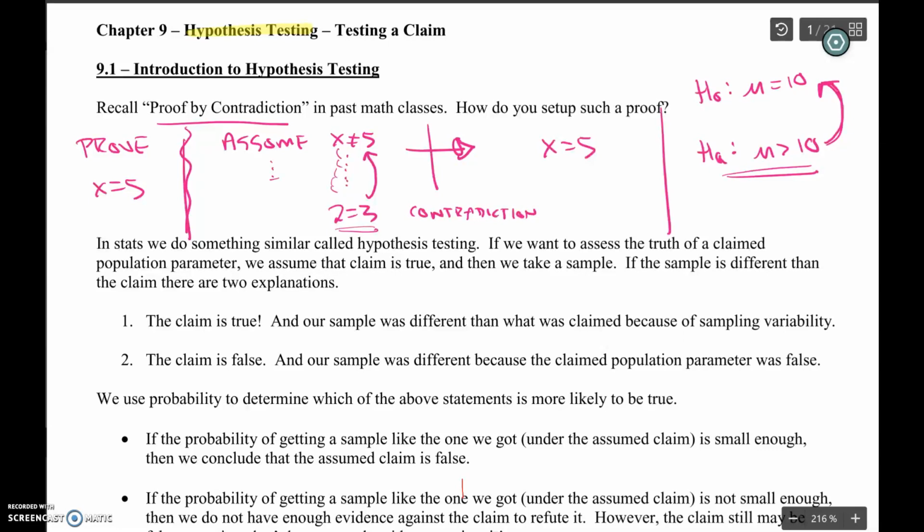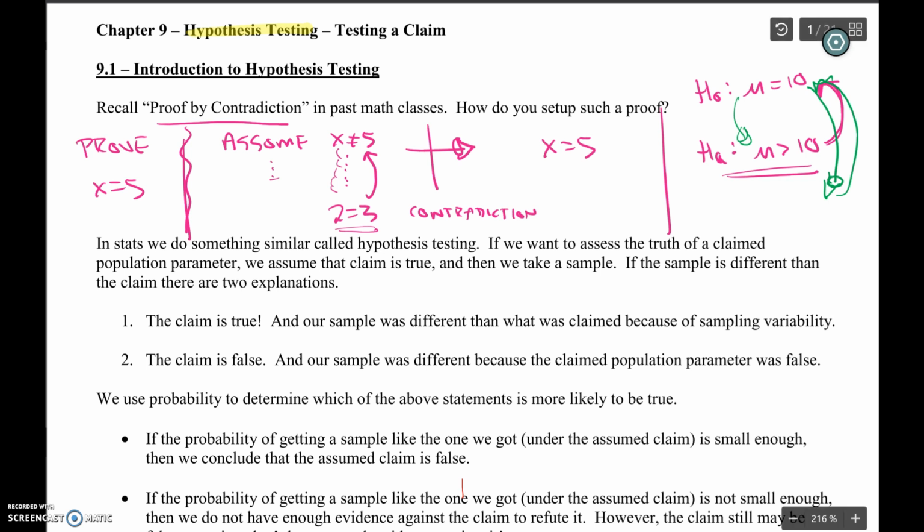And then, under this assumption, if we come up with a contradiction, in other words, if under this assumption the probability of getting a sample like the one we get is so small, then it probably didn't happen because of this, rather it happened because of this. Now we've actually set these up and done these simulations before, so it should kind of sound familiar as we work through it.